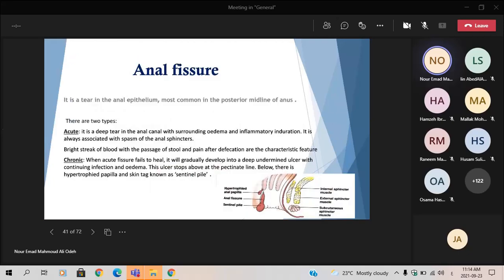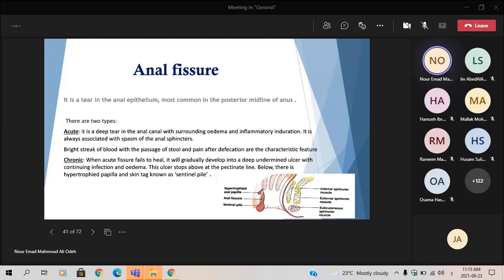Anal fissure is a tear in the anal epithelium, which occurs mostly in the posterior wall of the anus. We divide it into acute and chronic anal fissure. Acute is associated with spasm of the anal sphincter. It has a bright streak of blood with passage of the stool, and you need to know that anal fissure is always associated with defecation.